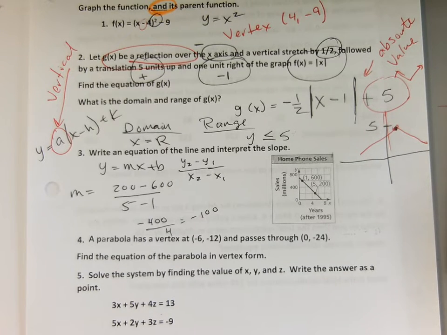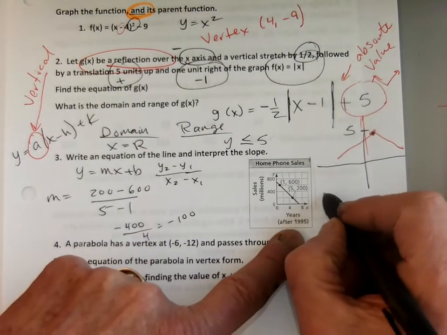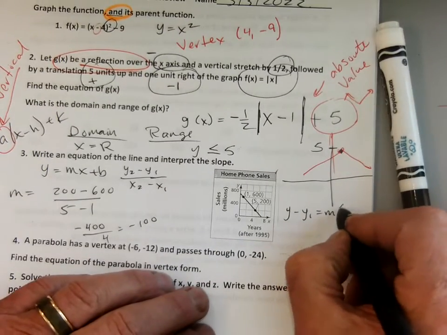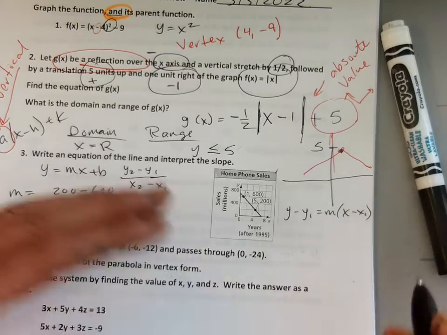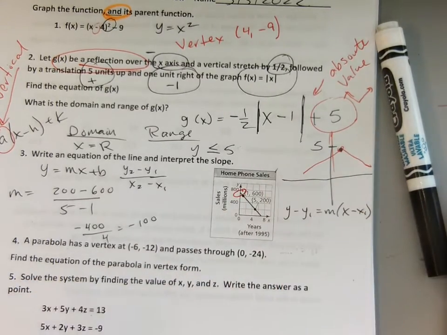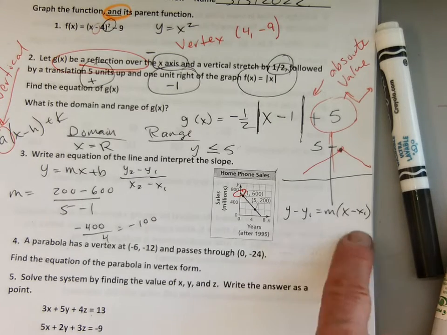I'm not quite sure. It sure looks like it could be 700, right? It probably is 700. But how can I find out exactly what it is? I can use my y minus y1 equals m times x minus x1. I'm pretty sure it's 700, but I'm not sure. I mean, it could be 650. That's to find the y-intercept? Yes, that'll help me find the y-intercept.